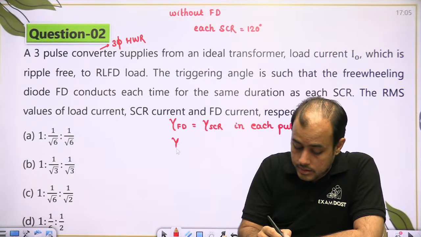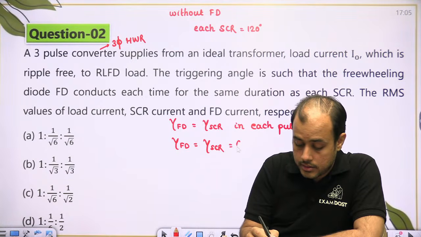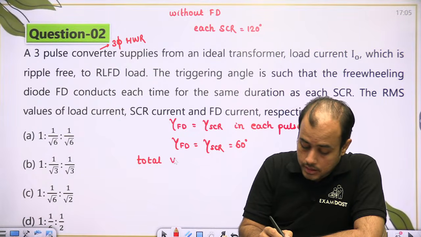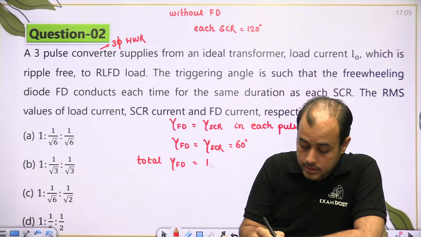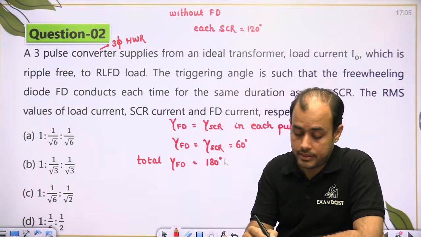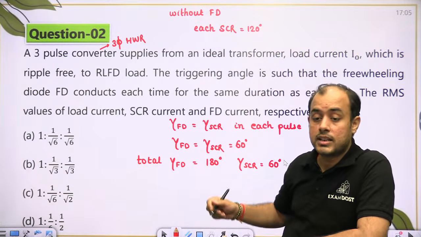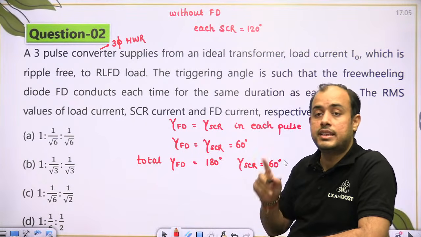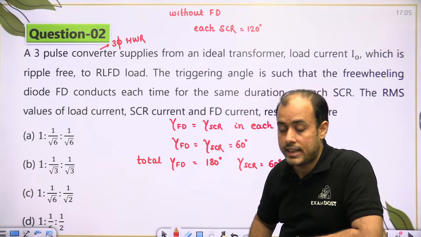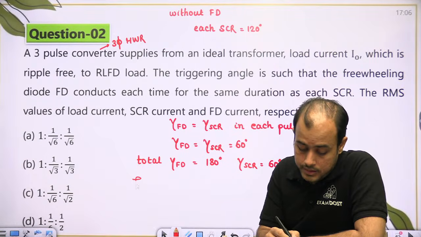So that means both are equally sharing the conduction. So total gamma of the freewheeling diode will be 180 degree. Total कितना आ जाएगा बेटा? 180 डिग्री। And gamma of SCR will remain 60. सर क्यों बेटा? क्योंकि 3 अलग अलग SCR हैं, बट तीनों पल्सेस में फ्री व्हीलिंग डायोड एक ही है। In all the 3 pulses, the same freewheeling diode conducts, but if I talk about SCR, there are 3 different SCRs.